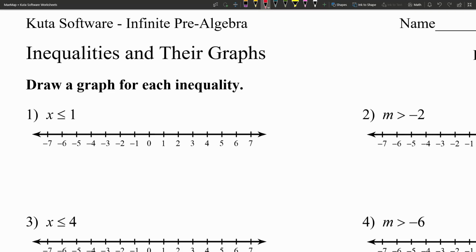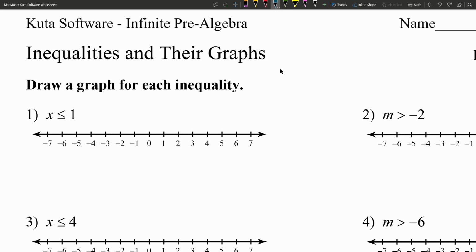In this video, we're going to go over the Kuta Software Infinite Pre-Algebra free worksheet, Inequalities and Their Graphs. These are going to be single inequalities, so we're dealing with just a single number line. For the first part of our directions, we're going to draw a graph for each inequality. So let's talk about inequalities quickly.